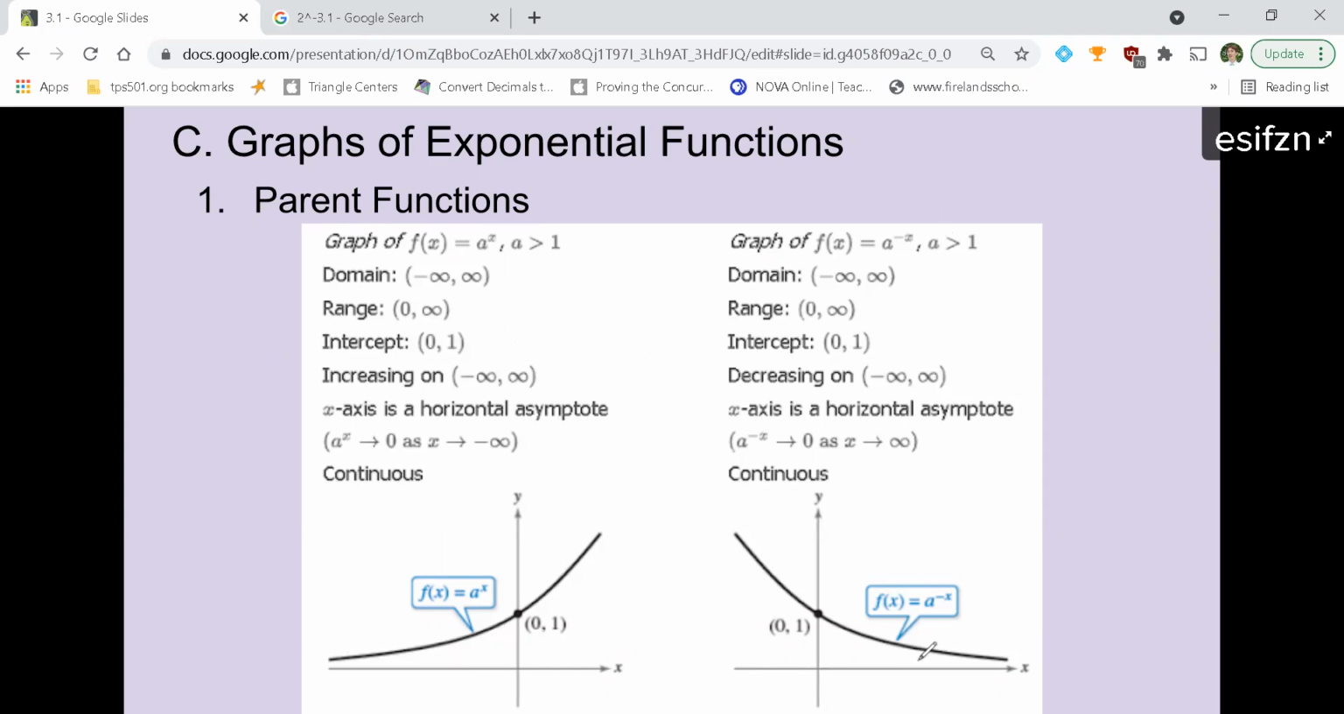The x-axis is a horizontal asymptote for both of these, such that as x goes to negative infinity, a to the x approaches 0, or over here, as x goes to positive infinity. And it is continuous. There's no vertical asymptotes, no removable discontinuities, no jump discontinuities. It's nice, smooth, and connected throughout its entire graph. Yay? Questions on this slide?